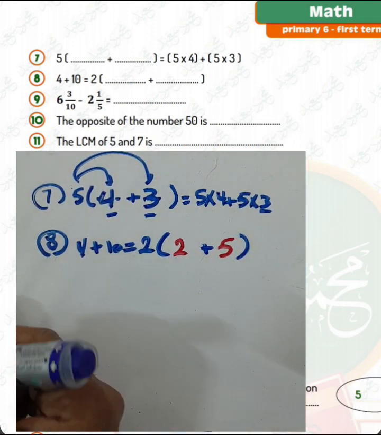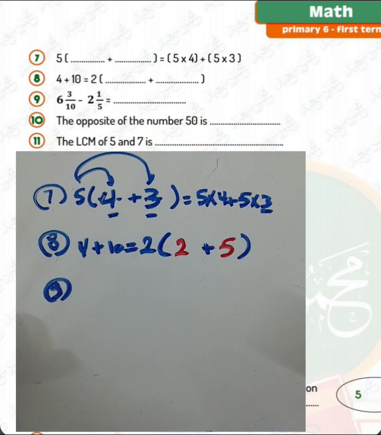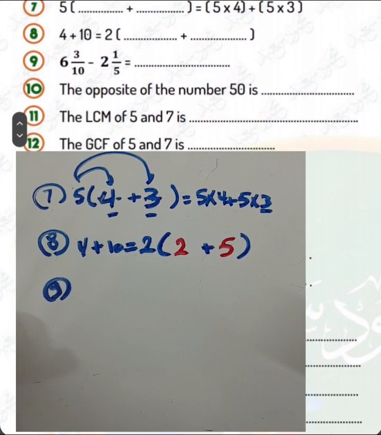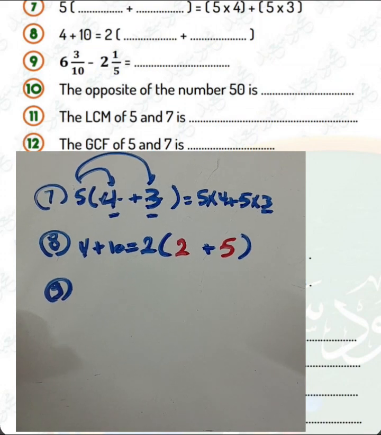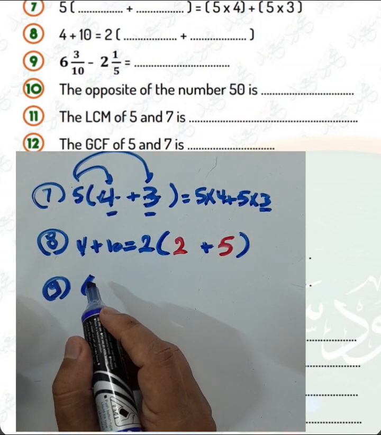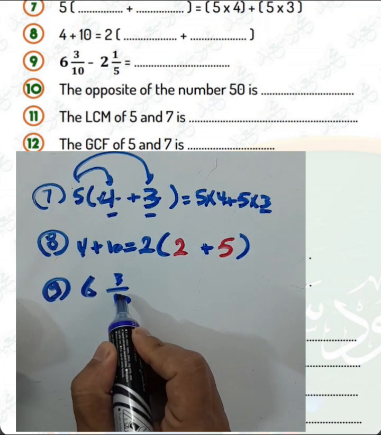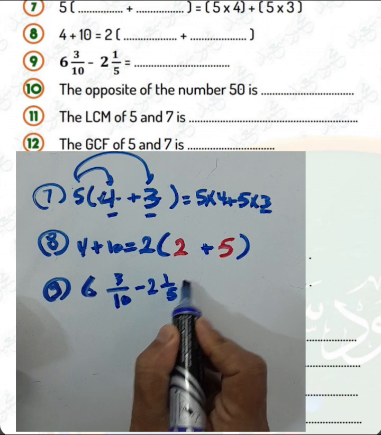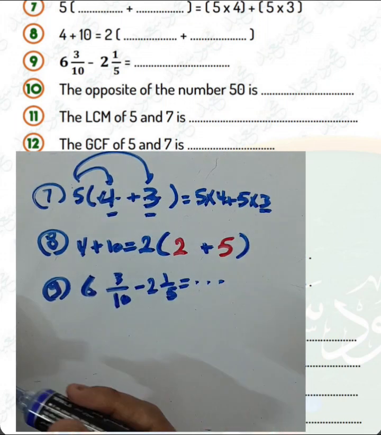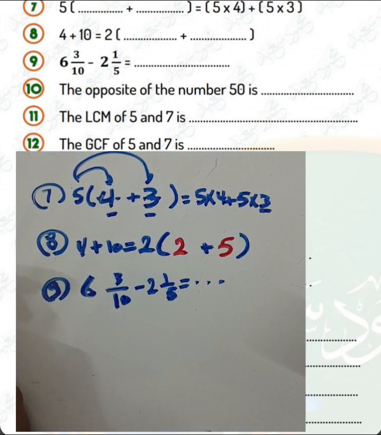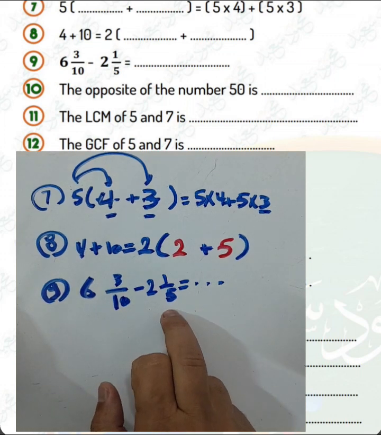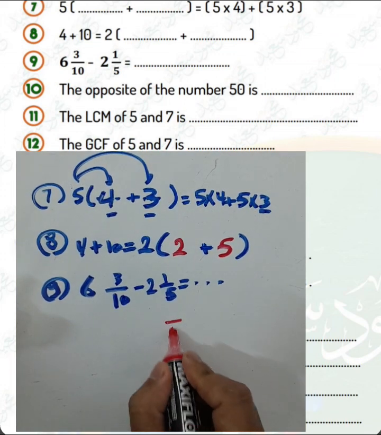Question number 9. 6 and 3 over 10 subtract 2 and 1 over 5 equals a space. We can find the result by writing the least common multiple of the two denominators. 10 can be divided by 5. Then we can convert these fractions to have 10 in the denominator.